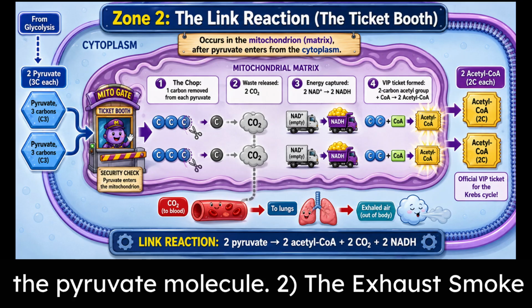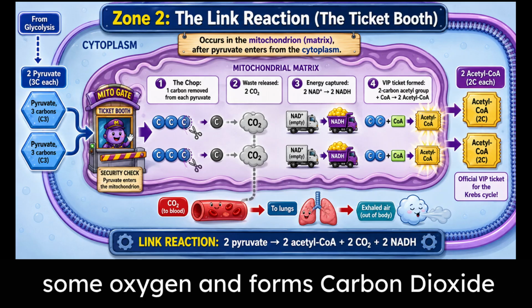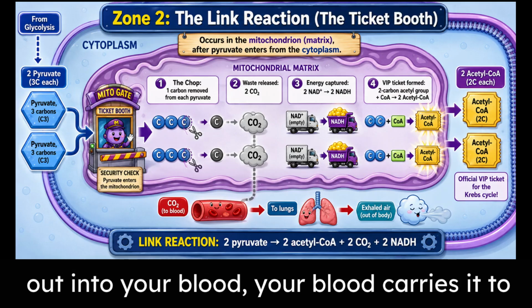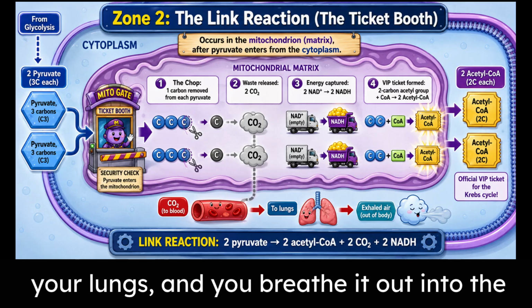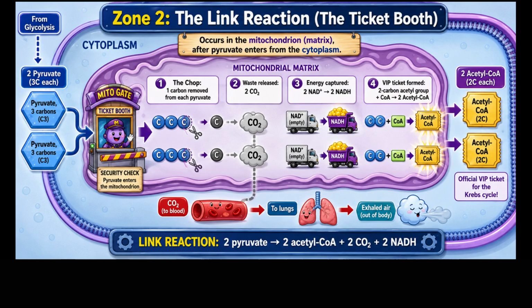2. The exhaust smoke, CO2. This single carbon atom joins up with some oxygen and forms carbon dioxide, CO2. This is a waste product. The cell kicks it out into your blood, carries it to your lungs, and you breathe it out into the room. 3. More loaded trucks.